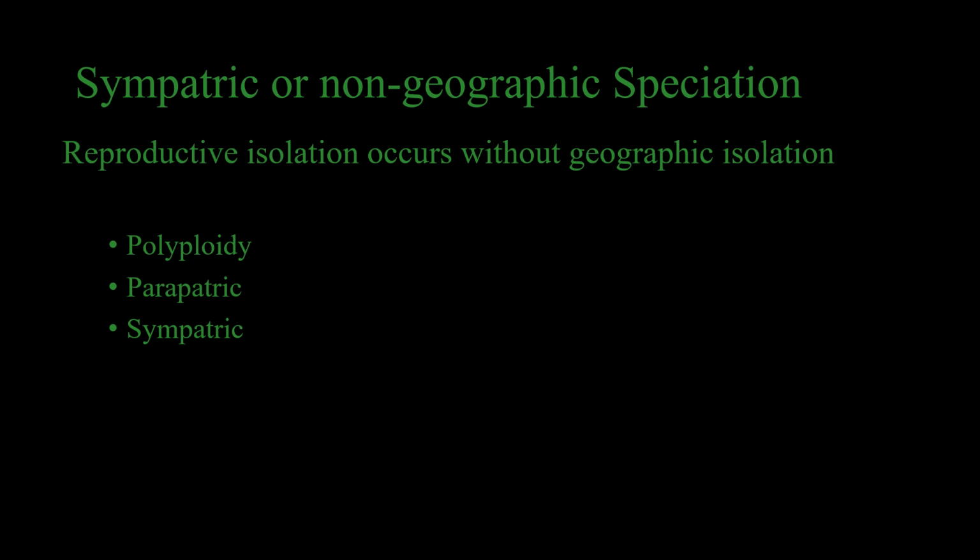After Mayr introduced the idea of the biological species concept, a bunch of evolutionary biologists said, well, what about speciation that's non-geographic? And the idea of sympatric speciation raises its head. Essentially, reproductive isolation between two populations occurs without geographic isolation. A good example of this is polyploidy, where chromosomal number changes from one generation to the next.